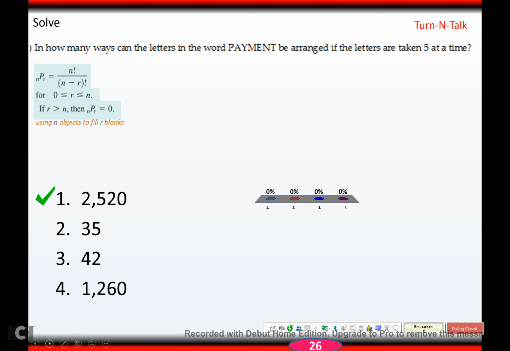And hopefully you got number 1. If you didn't, let's look at why. You have this word payment, which has 1, 2, 3, 4, 5, 6, 7 letters in it. So you have 7 objects, and you want to take 5 at a time.